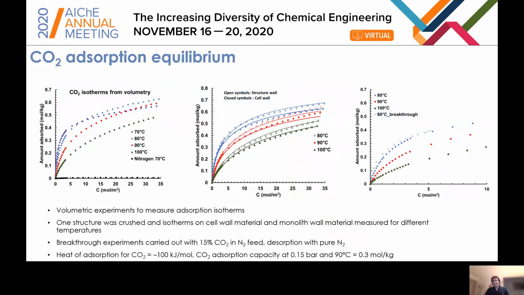We started with adsorption isotherm measurements. For this, we had to crush one of the structures. And when we crushed the structure, we took samples from the outer part of the structure as well as the samples that constitute the cell walls. We measured CO2 and nitrogen adsorption isotherms for different temperatures.